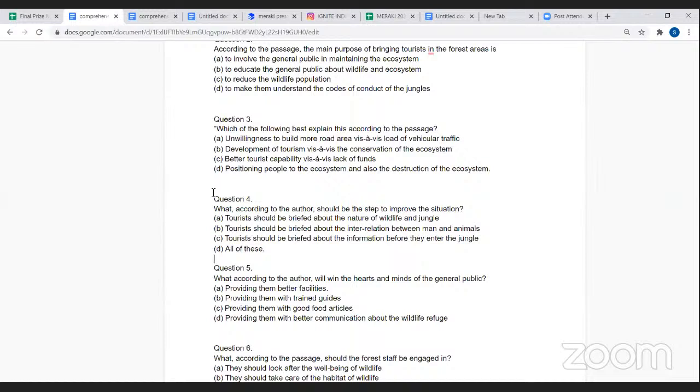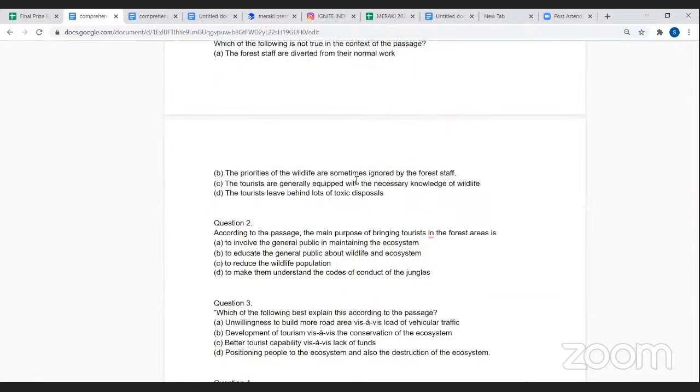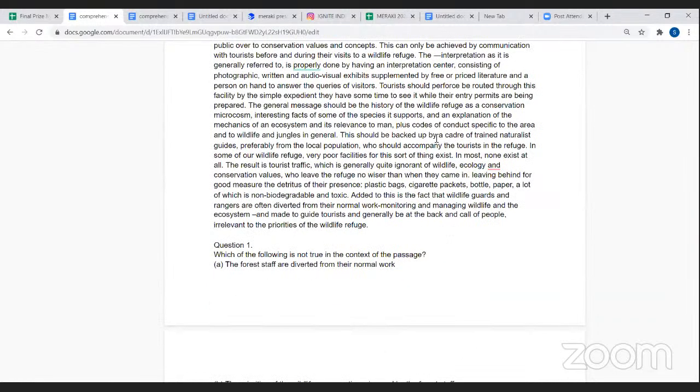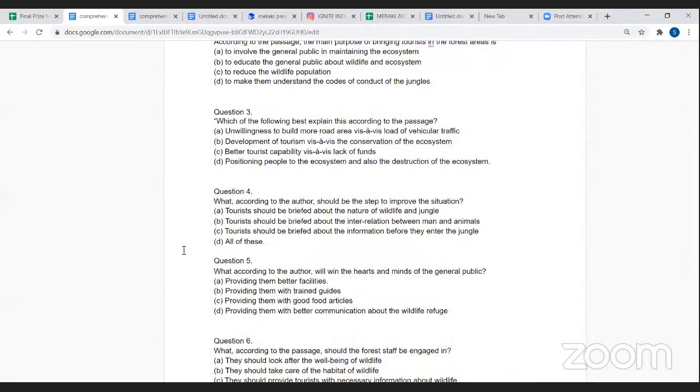Then we have question 5. What, according to the author, will win the hearts and minds of the general public? A. It's option B. You remember the cadre of... We had that line, no? Ah, yes. This should be backed up by a cadre of trained naturalist guides. So it is option B, providing them with trained guides.